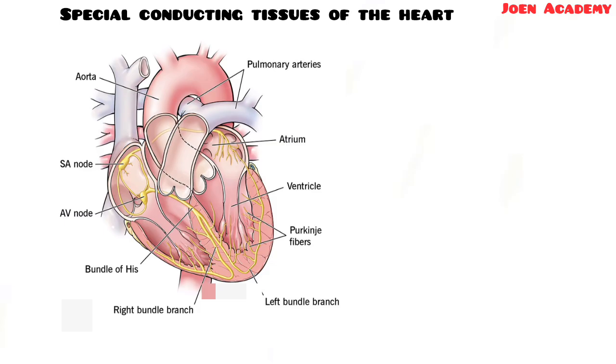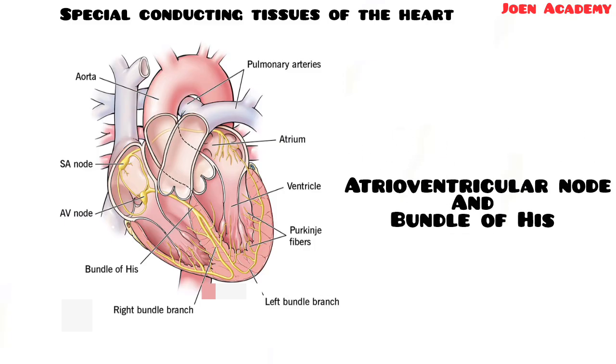The SA node develops from the right side of the body and therefore receives its nerve supplies, which are the vagus and sympathetic. In the next video, guys, we will talk about other special conducting tissues like the atrioventricular node and the bundle of His. We will also have a look at the action potentials in these tissues, most especially the pacemaker tissues.